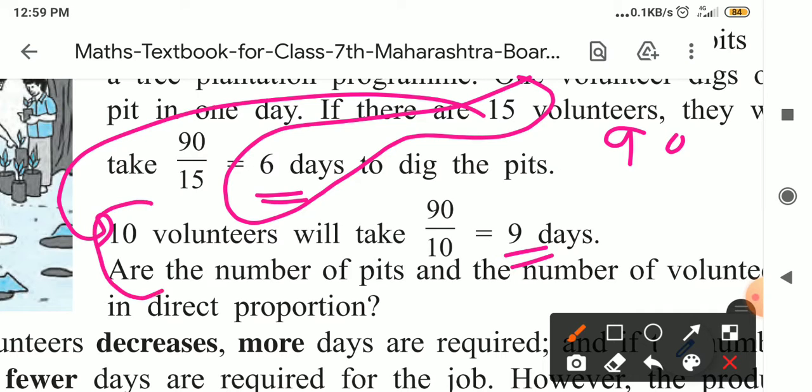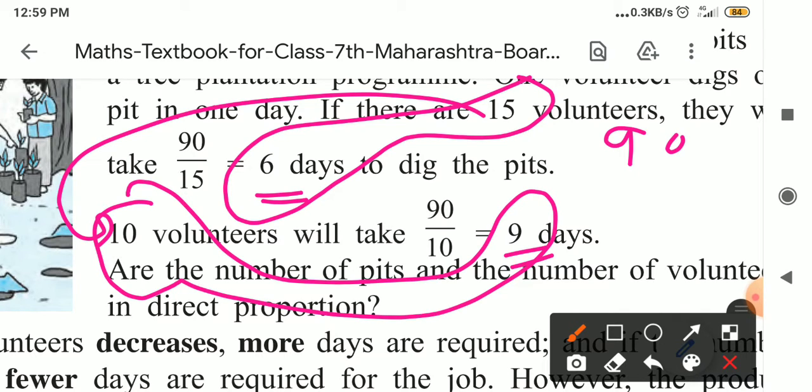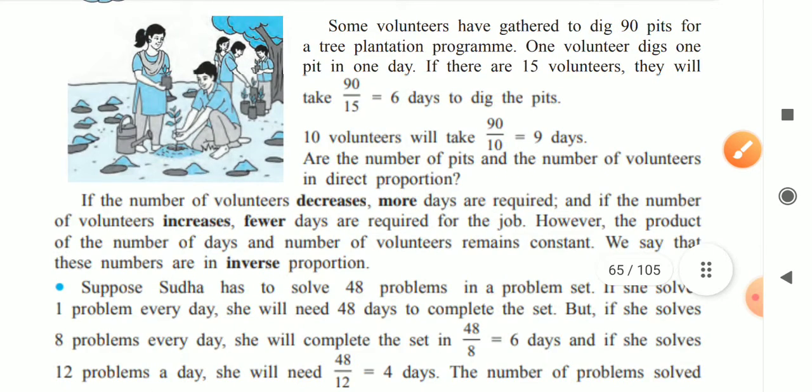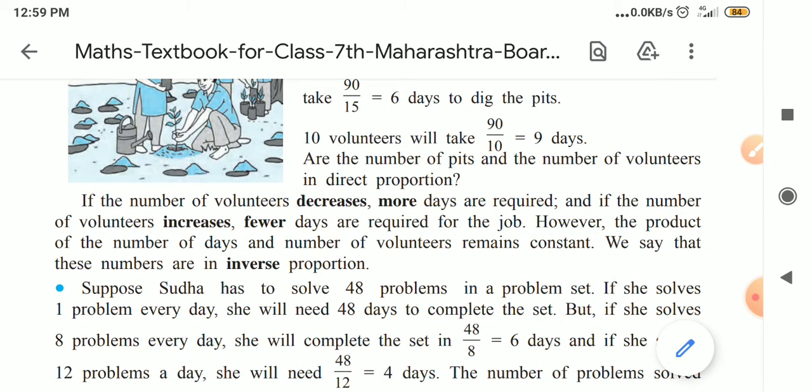How many volunteers are there here? 10. And how many days are required? 9. So 10 nines are 90. Here the product of the two quantities is the same. Then it is called an inverse variation. Clear for you? Now then, are the number of pits and the number of volunteers in direct proportion?